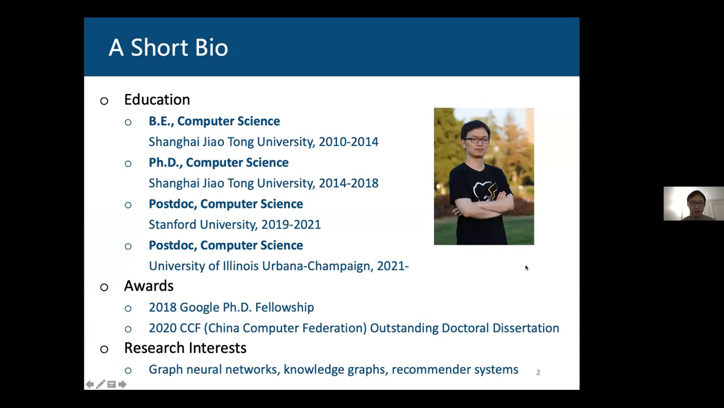So I would like to briefly introduce myself. I got both my bachelor and PhD degrees from Shanghai Jiao Tong University in 2014 and 2018. I was a postdoc researcher at Stanford University from 2019 to 2021, and now I'm a postdoc at UIUC. I won the 2018 Google PhD Fellowship and 2020 CCF Outstanding Doctoral Dissertation Award. My research interests basically include graph neural networks, knowledge graphs, and recommender systems.